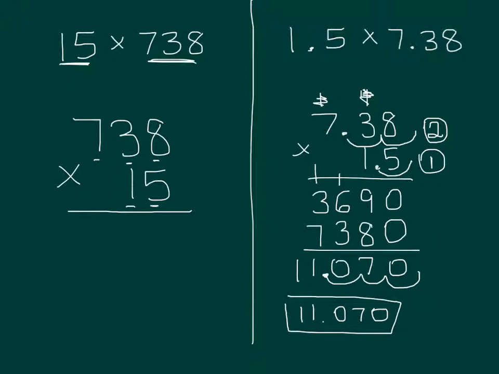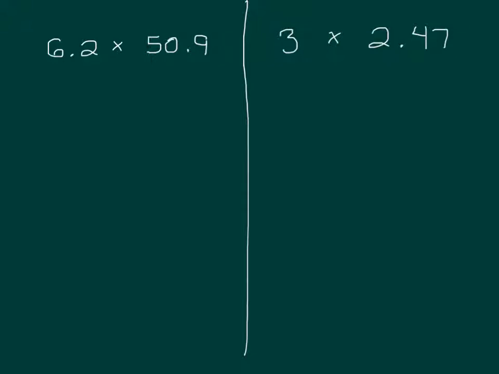And now let's take a look to see if this sounds about right. So 1 5/10 is about 2. 7 38/100 is about 7. My answer should be about 14, and it's pretty close. Now let's look at some others.